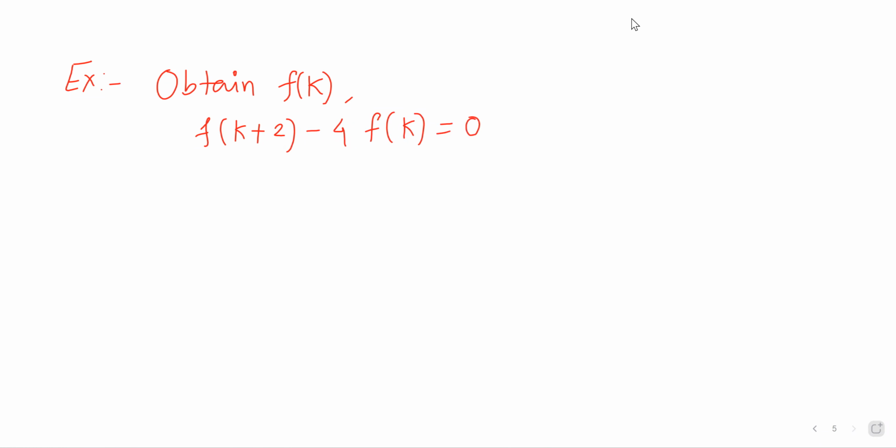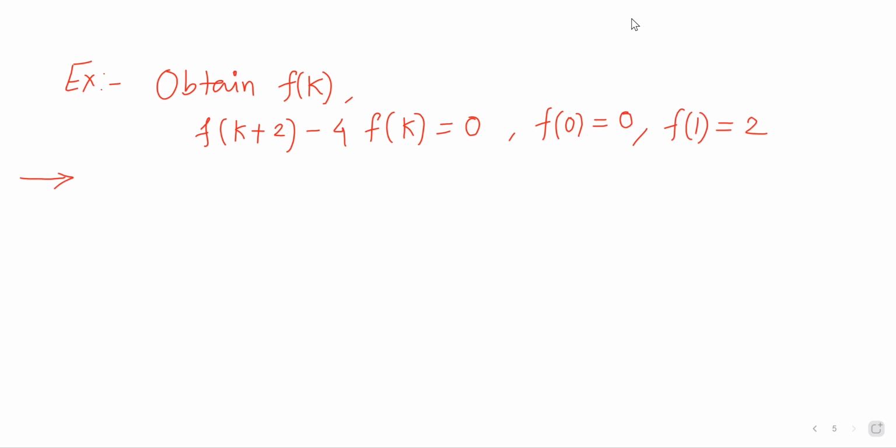Okay. So the example is: obtain f of k given that f of k plus 2 minus 4 times f of k is equal to 0. See, on the right hand side the function is 0. So that's very simple to do. F of 0 is 0 and f of 1 is 2. Now how will you solve this?